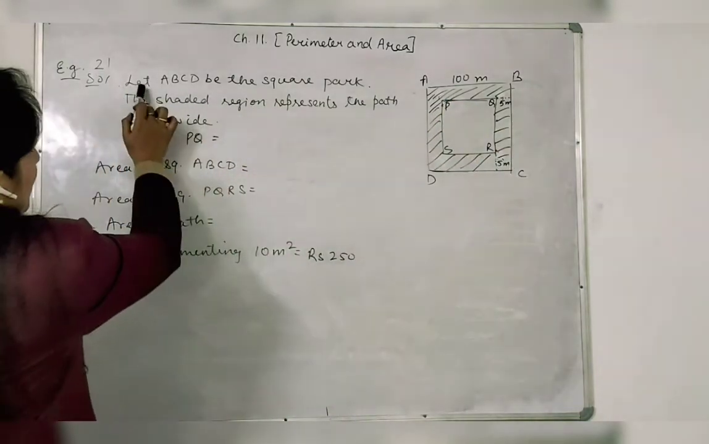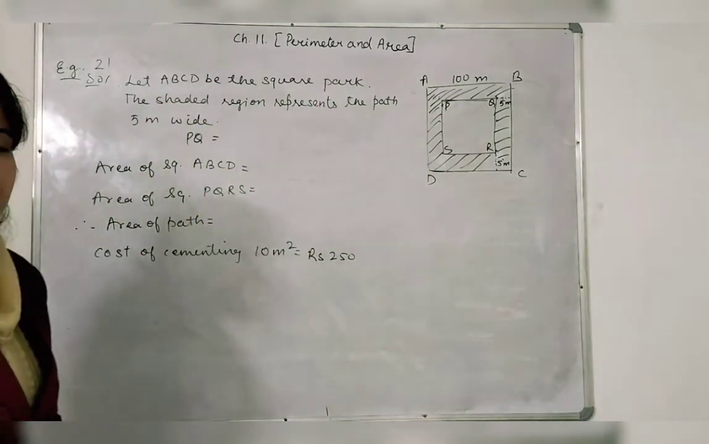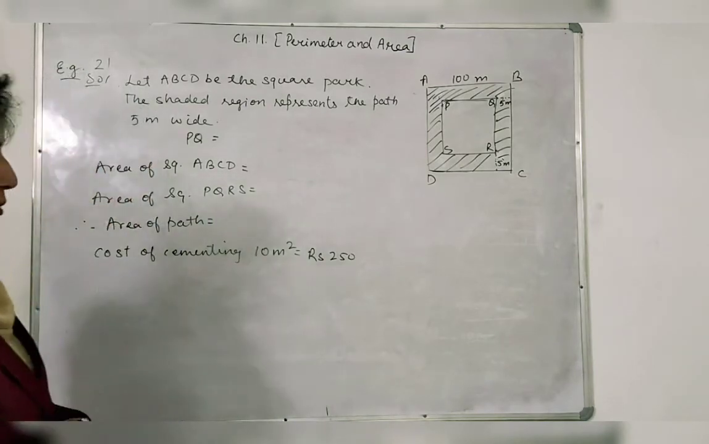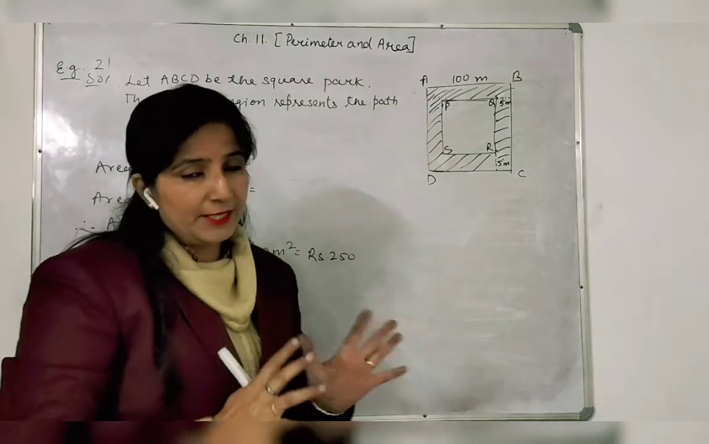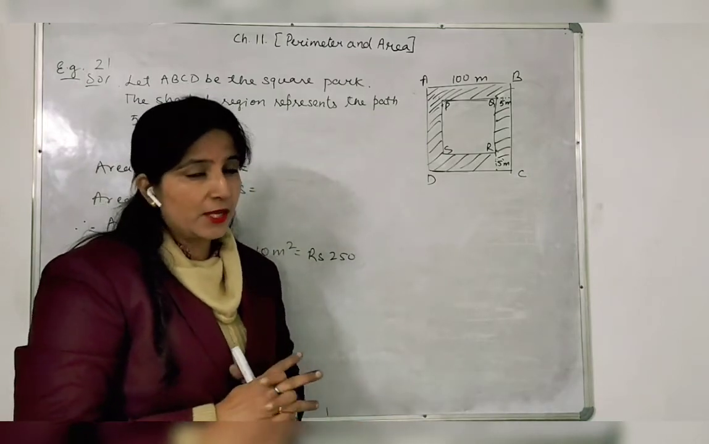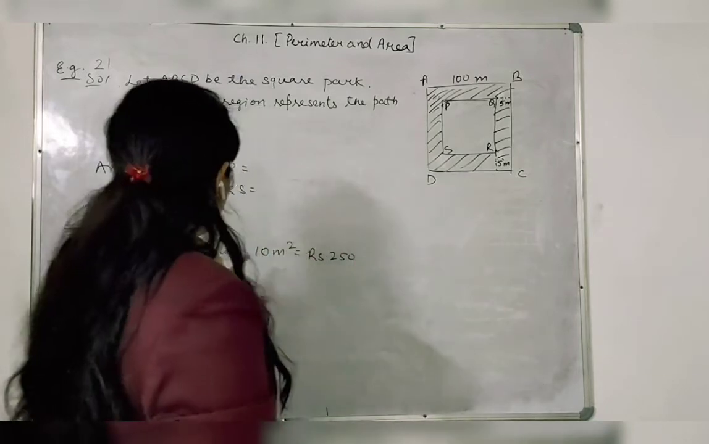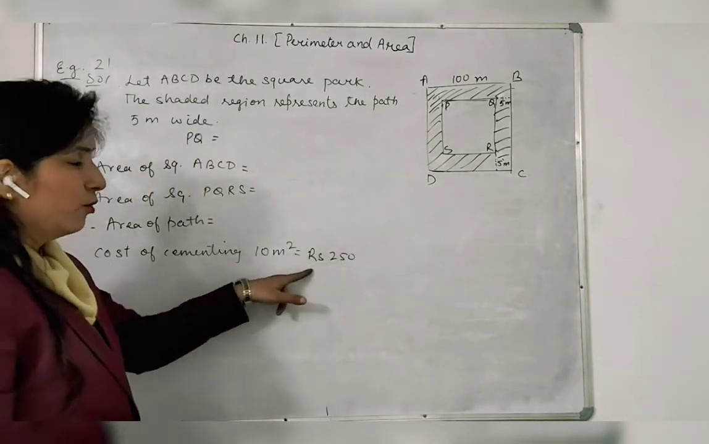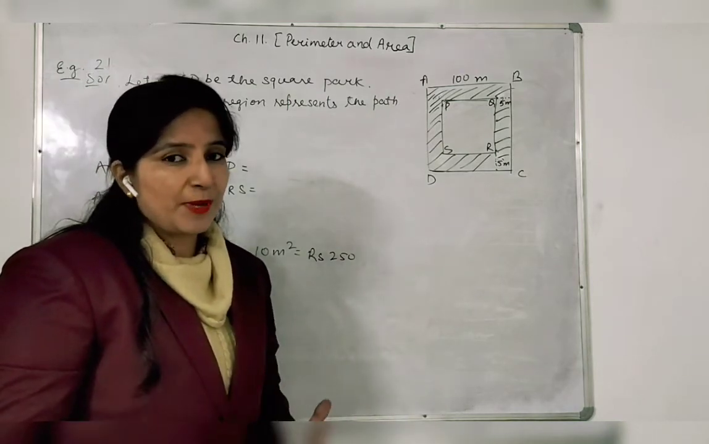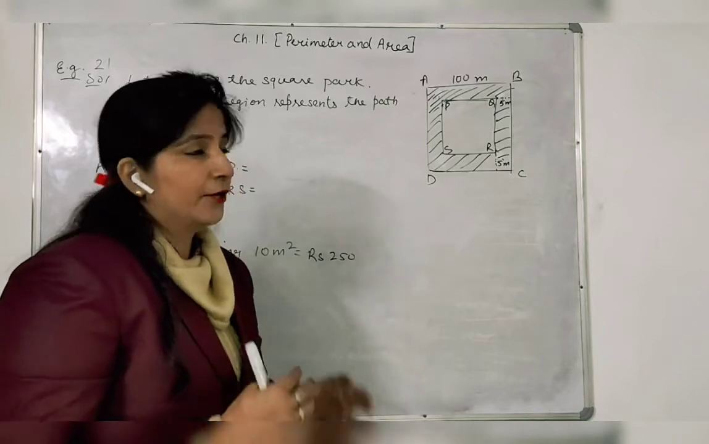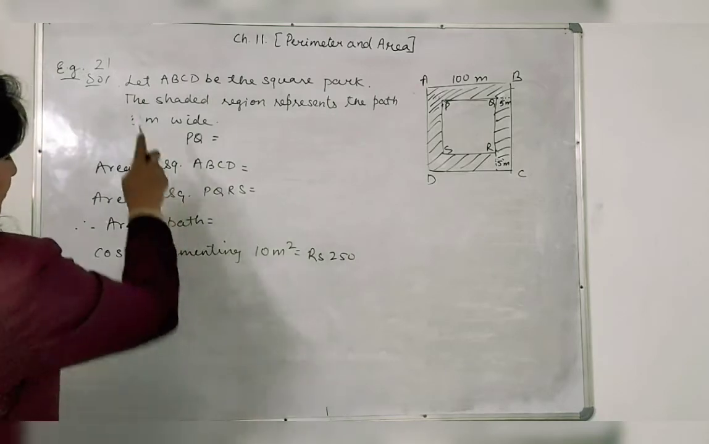So let us take ABCD as the square park and the shaded region represents the path, which is 5 meter wide. We need to find the area of the path, it is asked in the question. And the second thing is we need to do the cementing of the path. The cost of cementing per 10 meters square is given to us. And we need to calculate how much the expense will be to cement the complete path. So let us start.